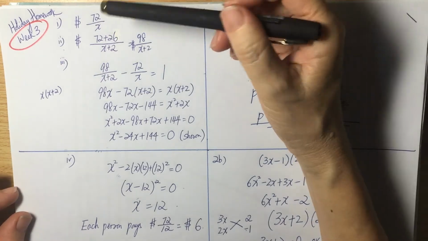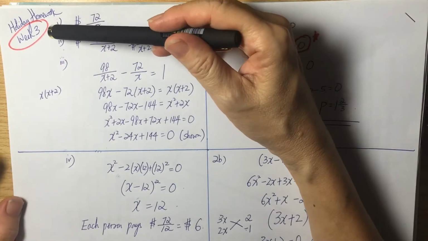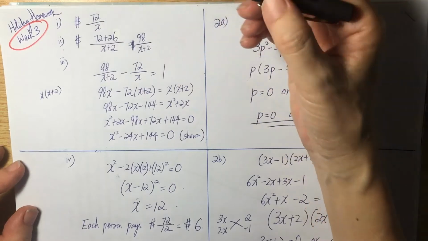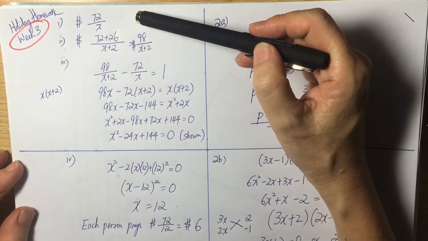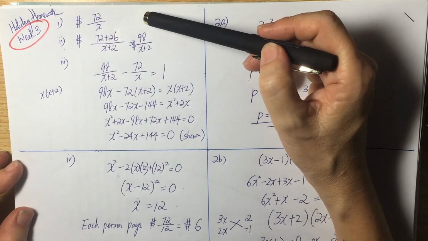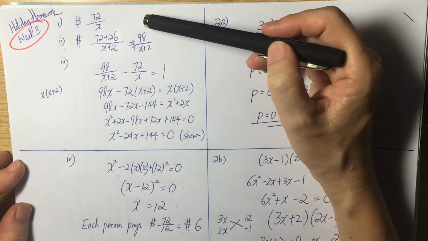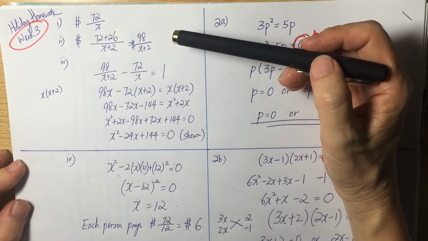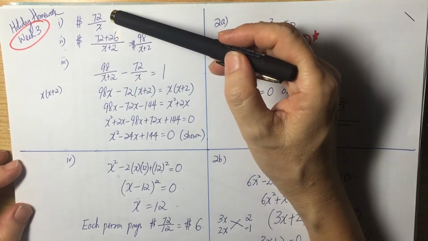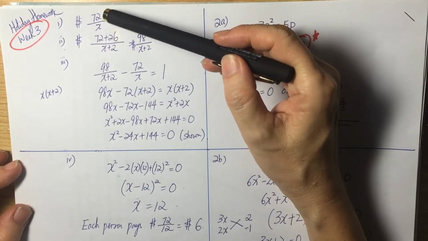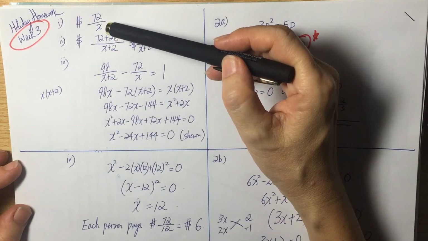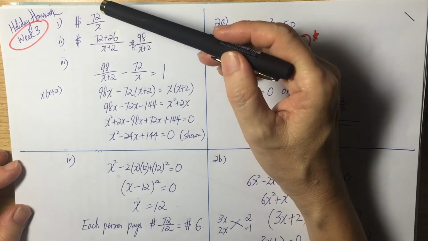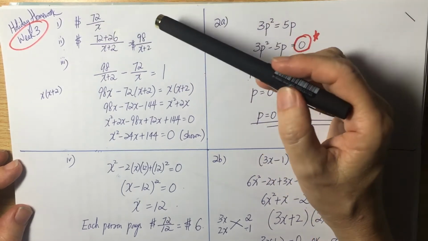Okay, briefly go through answers for the holiday homework, week 3's work. Question 1, part 1, we are expected to write an equation in terms of x of the amount of money that each person should pay. So they spend $72 altogether, for x people. So 72 over x is the amount that they have to pay.